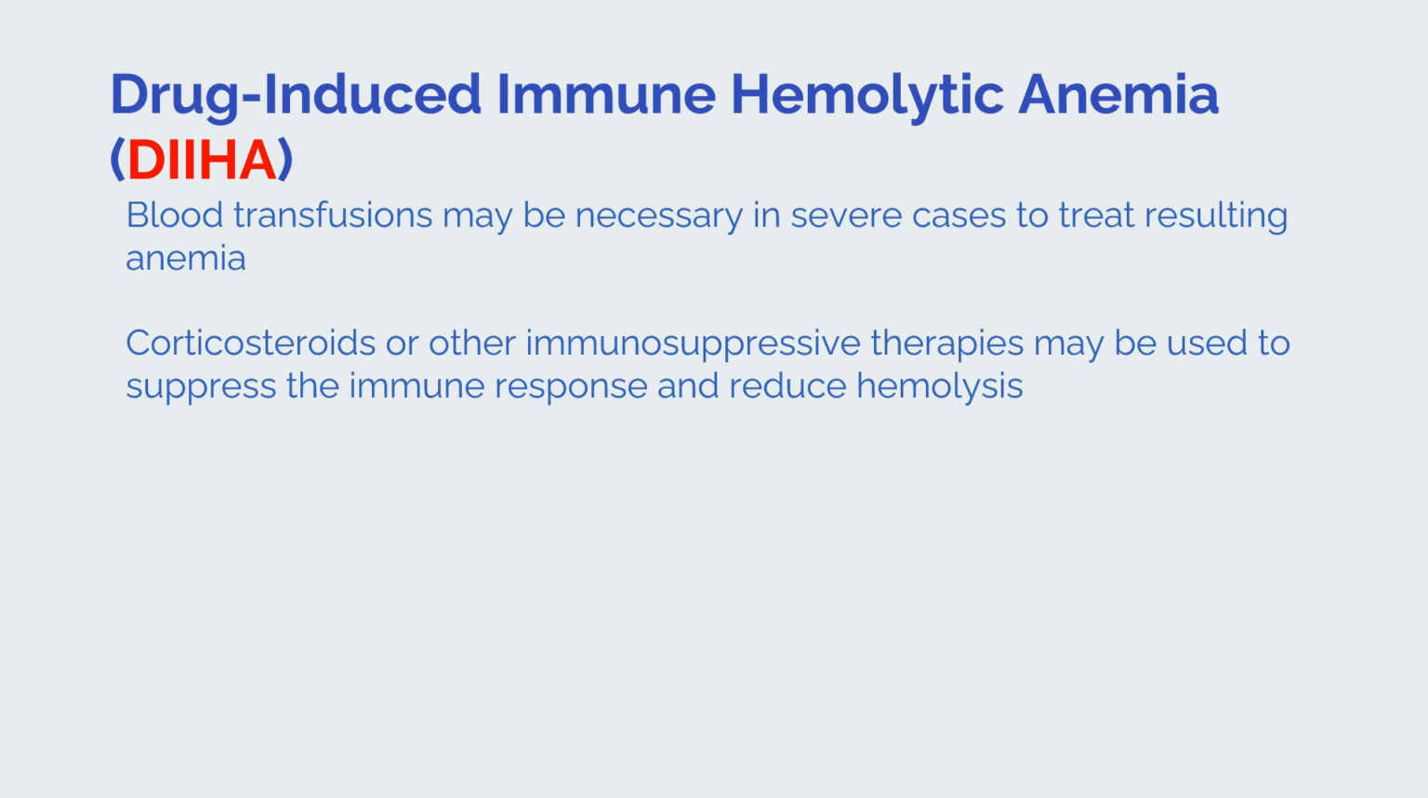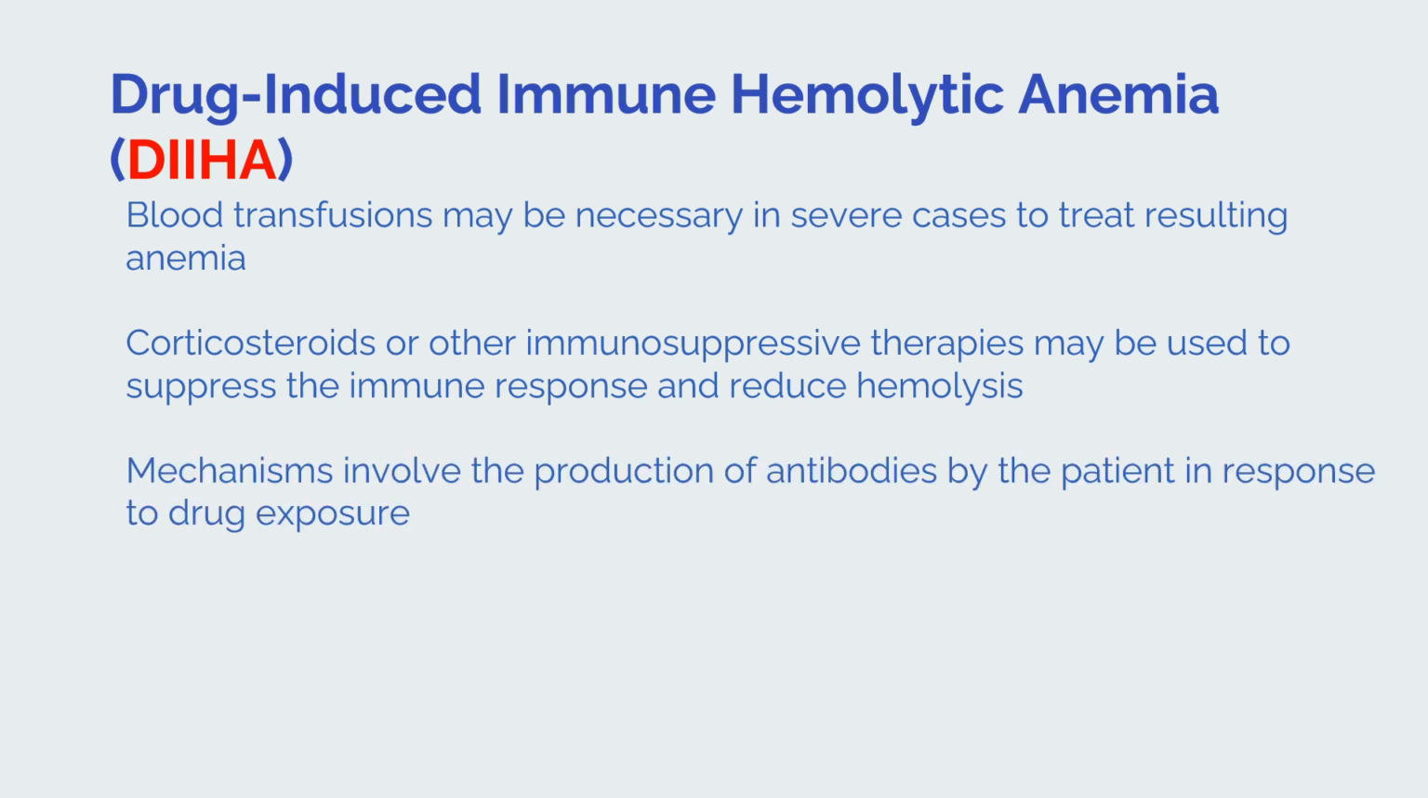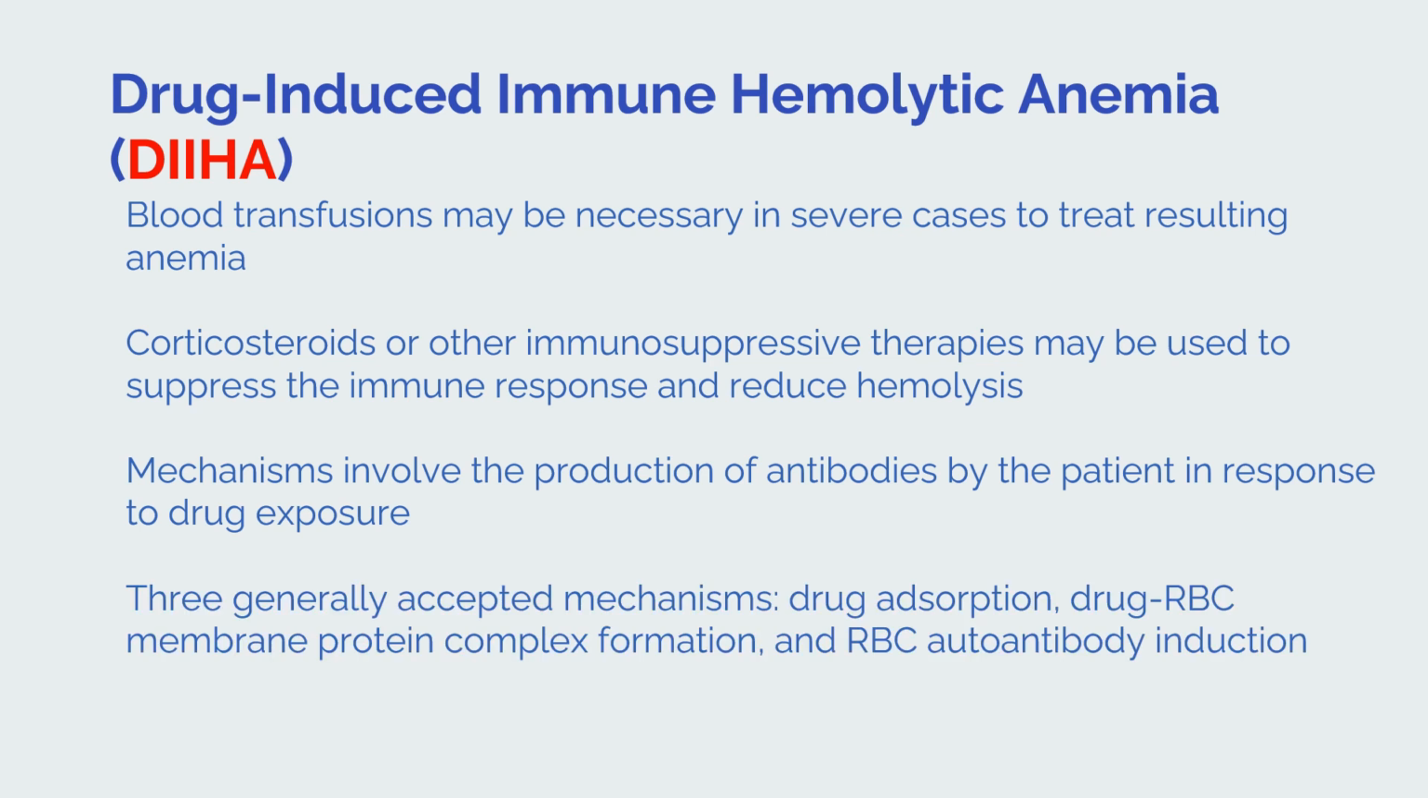Now let's explore the mechanisms behind drug-induced immune hemolysis. There are several proposed mechanisms, all involving the production of antibodies by the patient in response to drug exposure. The three generally accepted mechanisms are drug adsorption, drug RBC membrane protein immunogenic complex formation, and RBC autoantibody induction.